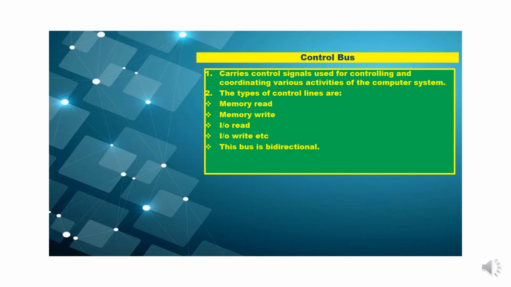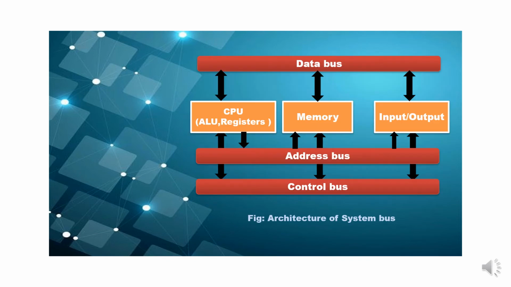So I hope you have understood in short what these three types of buses are. Now see the architecture of the system bus. Here the data bus, how the data is transferred in both directions. Similarly with the control bus, the data is transferred in both directions. And the address bus is unidirectional. You can take a screenshot of this and understand how the system bus works and how these buses move their data unidirectionally or bidirectionally, students.